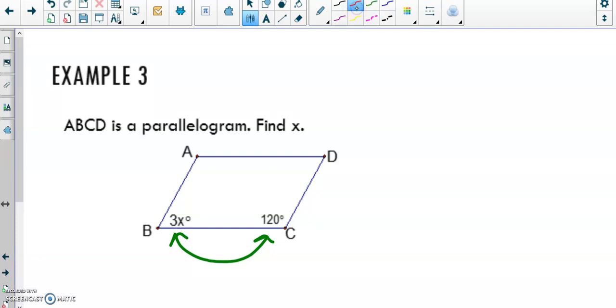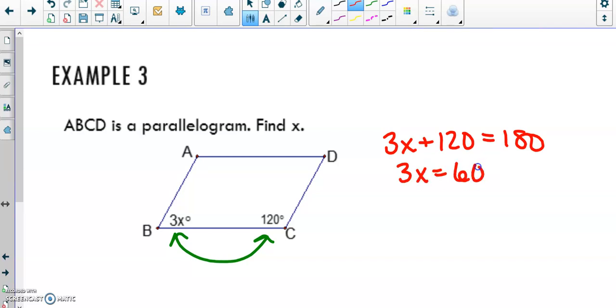So the equation would be 3x plus 120 equals 180. Because they're supplementary, they have to add up to be 180. Subtract the 120 from the 180. 3x is equal to 60. X is equal to 20.